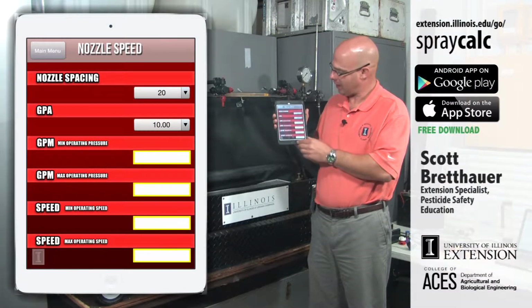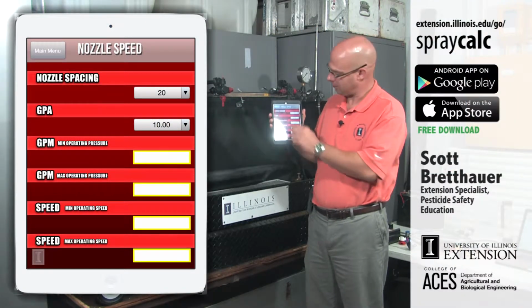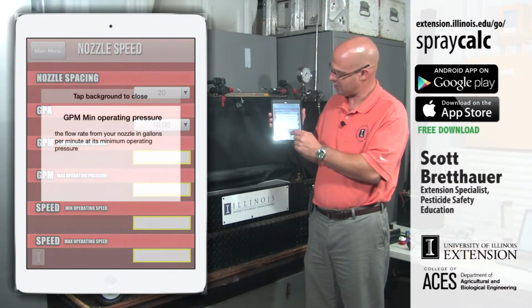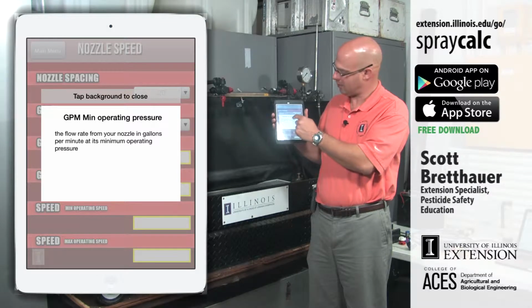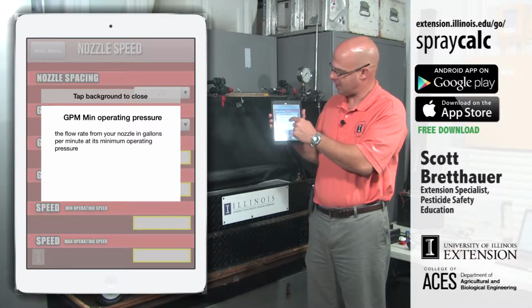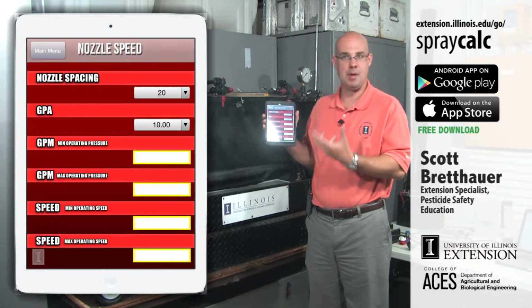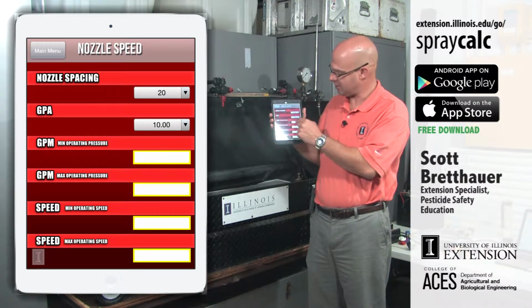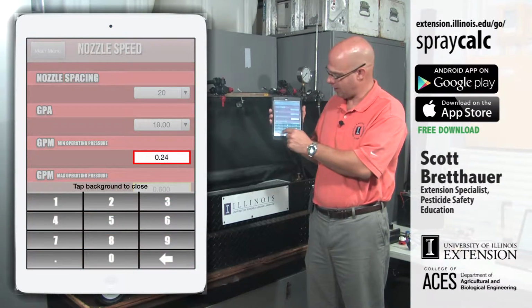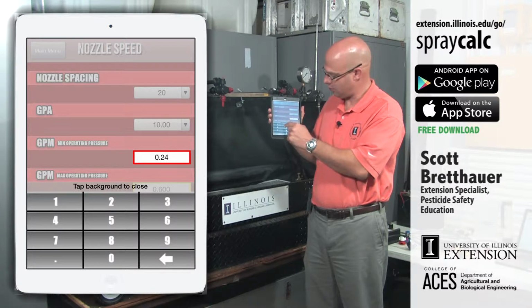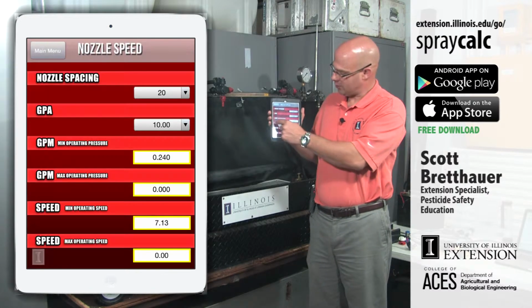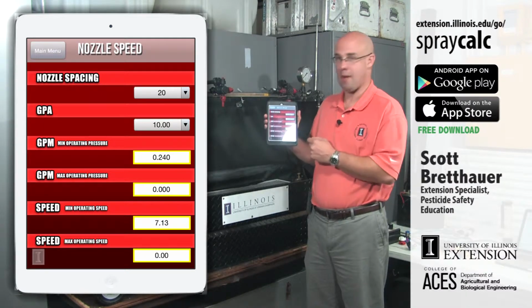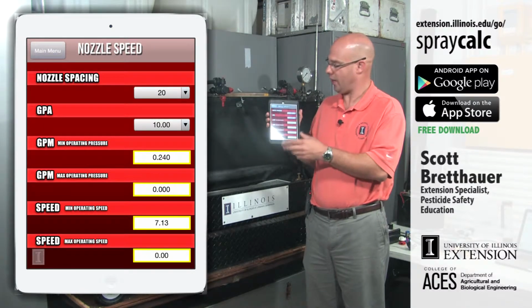The gallon per minute flow rate at our minimum operating pressure, and again, if I get confused, I want to know what this means, I just tap on it. It says GPM minimum operating pressure. That's the nozzle flow rate from your nozzle in gallons per minute at its minimum operating pressure. So the minimum pressure for our nozzle was 15 psi, and at that pressure it had a flow rate of 0.24 gallons per minute.